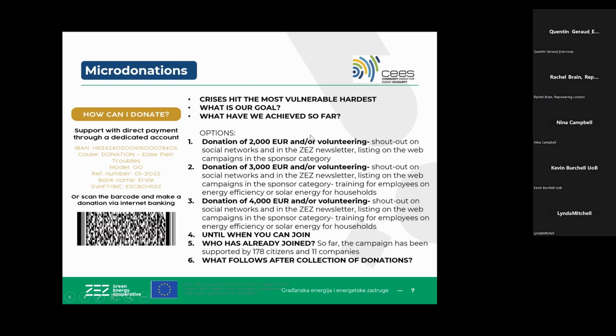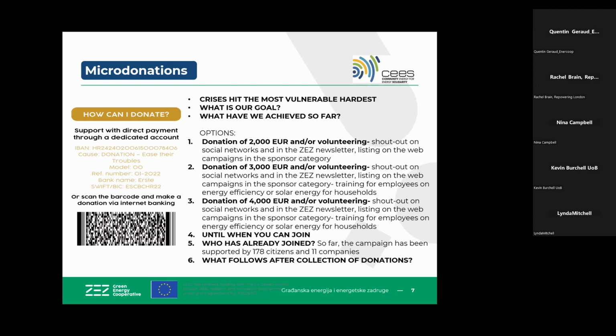So we envisioned it in paragraphs. The first paragraph was why we are doing it: who the vulnerable are and what they are vulnerable to, and what energy poverty is, the main information about the context, why we are making this campaign, what our goal is, and what we have achieved so far. Here we referenced the citizens campaign part, and we gave them options.